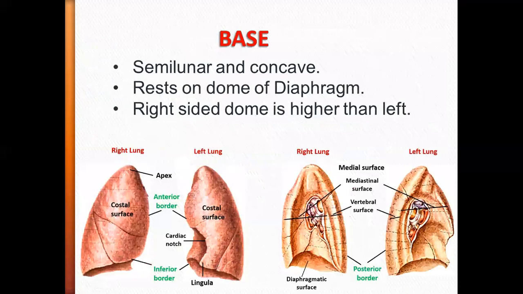Next one, base. Base means this lower aspect. We can also call it the diaphragmatic surface. Why do we call it the diaphragmatic surface? Because this base is sitting on the diaphragm. Here also if you see, the right side is somewhat higher than the left side. Remember, the right lung is heavier than the left lung. One more point, the right side base, that means the diaphragmatic surface, is higher than the left side.